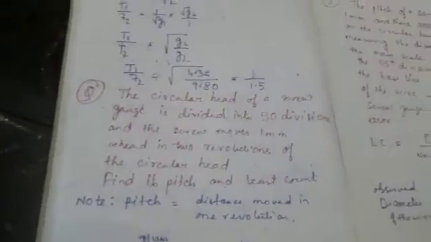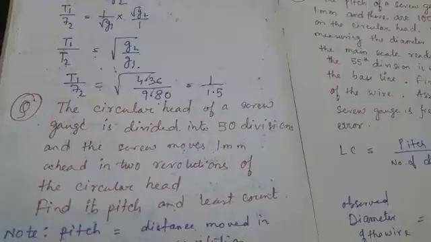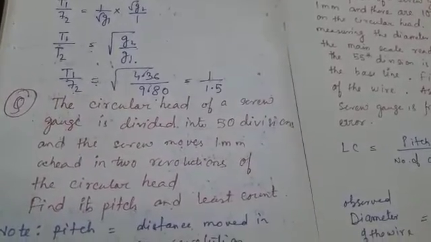Now see, our next question, they are saying the circular head of a screw gauge is divided into 50 divisions.